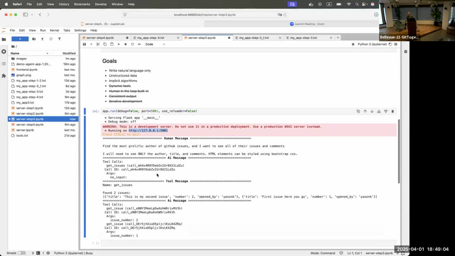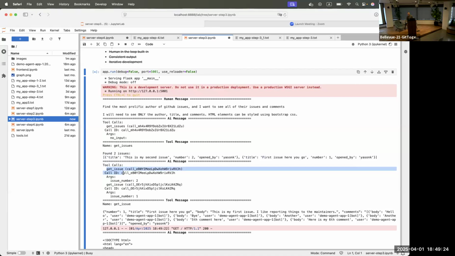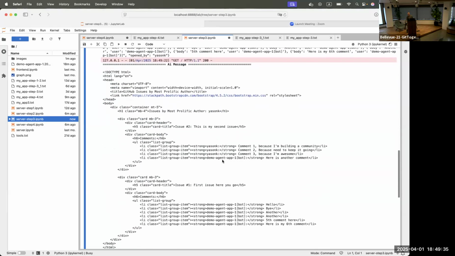I made the request to our endpoint. You see our prompt come in. The LLM decides to use the get issues call that's available in its toolkit. It receives a result with two issues, then decides that it doesn't have the comments in the result, and decides to get each issue individually to see if that contains the comments. These actually happen in parallel to speed things up. Then it gets the comments and generates HTML.